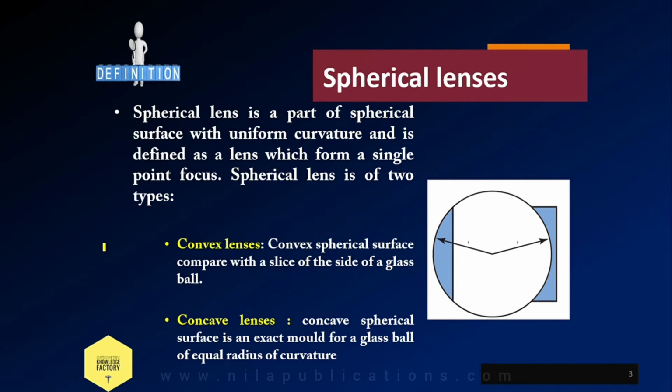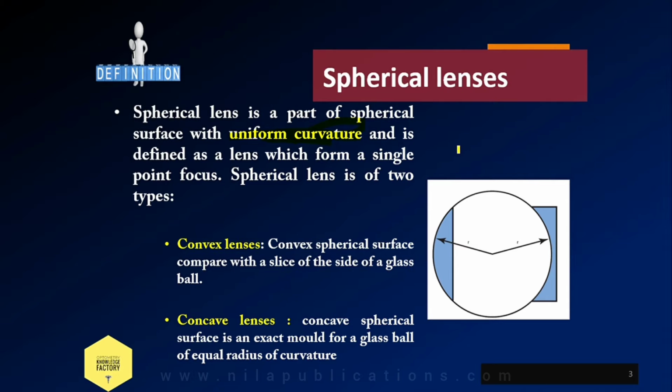Spherical lens is a part of spherical surface with uniform curvature. Because of uniform curvature, a spherical lens has the same power in all meridians and forms a point image of a point object. It is defined as a lens which forms a single point focus. Spherical lens is of two types, convex lenses and concave lenses.